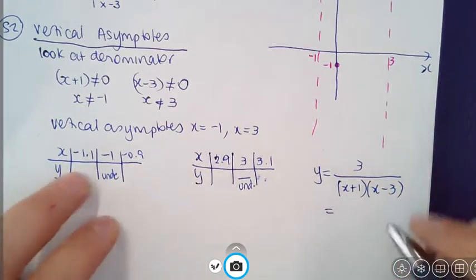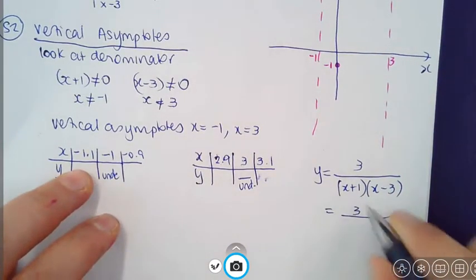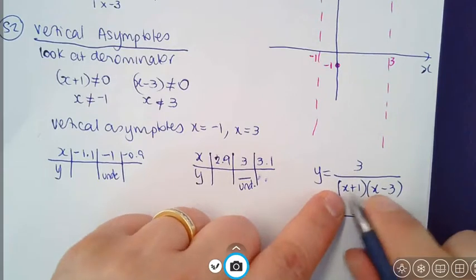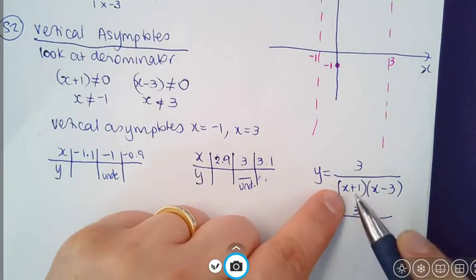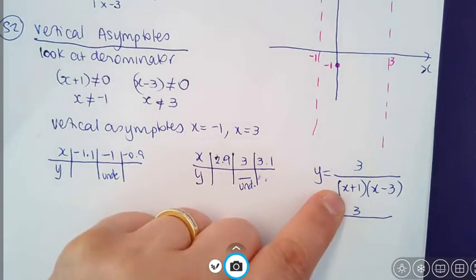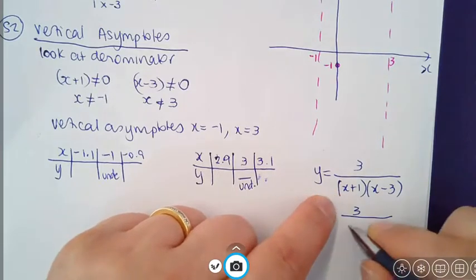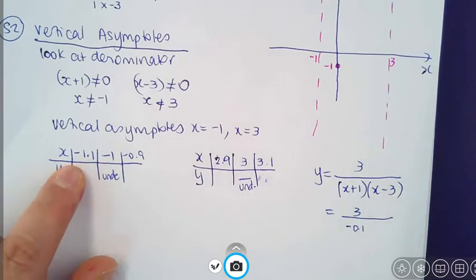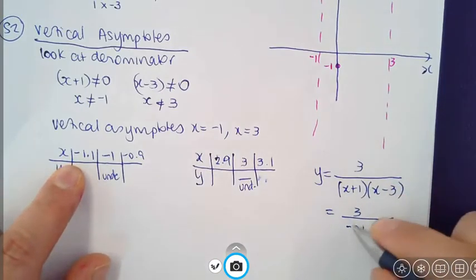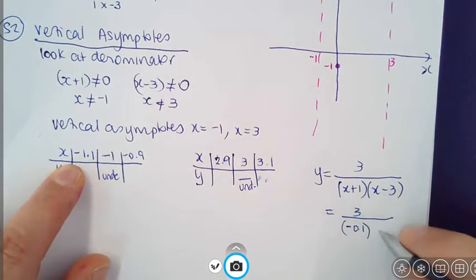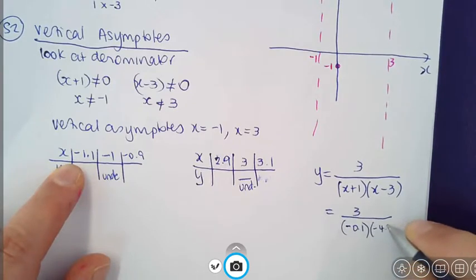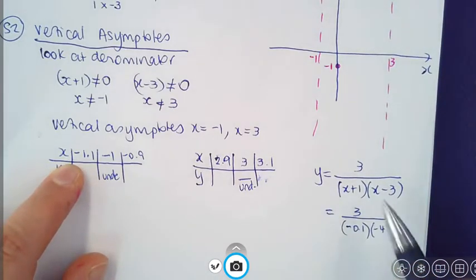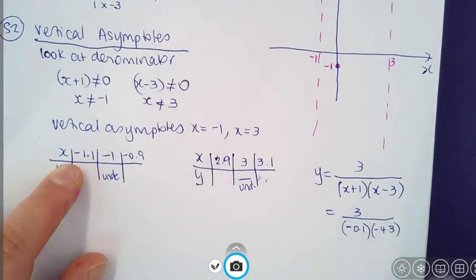So when x is negative 1.1, tell me what this bit is. What does this equal? You don't need to do negative 1.1 plus 1. You should know what it is. Negative 0.1 when you substitute negative 1.1, yeah? And negative 1.1 minus 3 would be negative 4.1. All right, a negative times a negative is a positive. 3 over that. What are you getting?